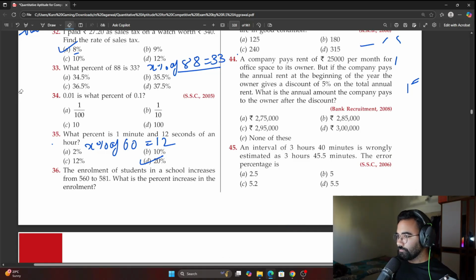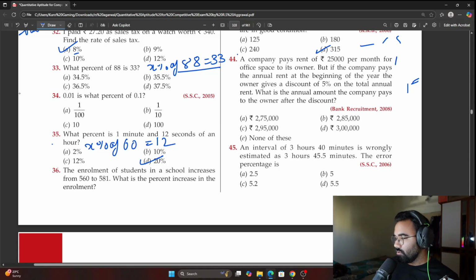Okay, we move on to question number 44. I think this was 315. A company pays a rent of 25,000 per month for office space to its owner. But if the company pays the annual rent at the beginning of the year, the owner gives a discount of 5% on the total annual rent. What is the annual amount that the company pays to the owner after discount?